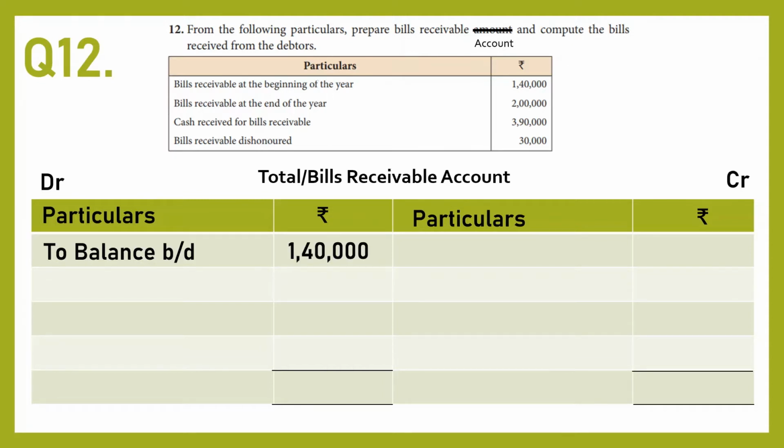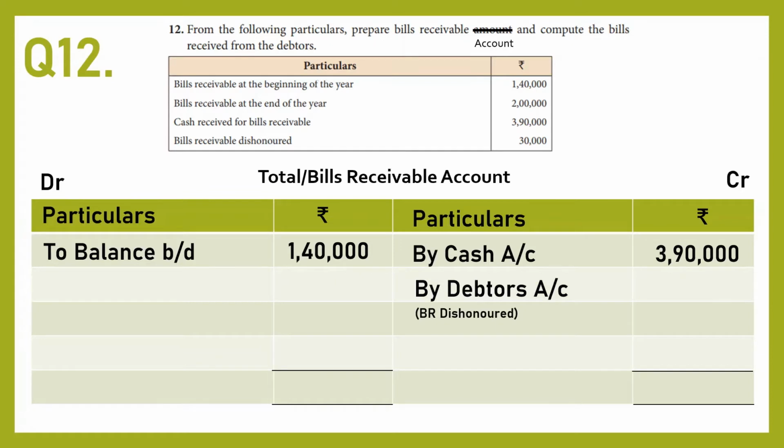And then what is cash received for the bills receivable? Cash account. How much is the cash that we have received? It is 3.9 lakhs. Again, this has been given in the problem. What else? By bills receivable dishonored. This is a credit item, bills receivable dishonored, that goes into the debtors account. So I'm using a debtors account here, which indicates the bills receivable dishonored. This amount is 30,000.